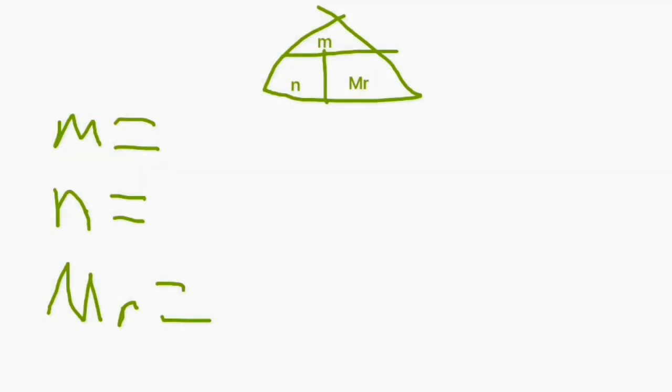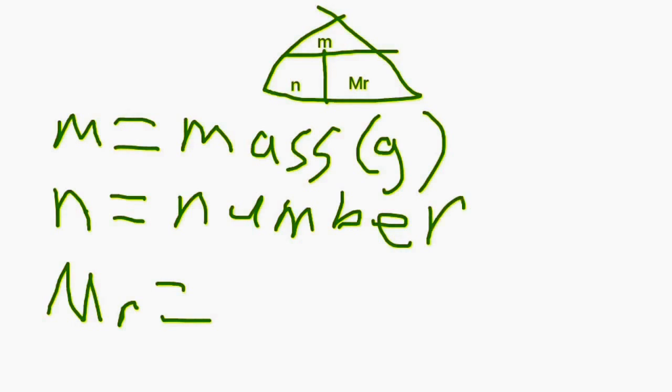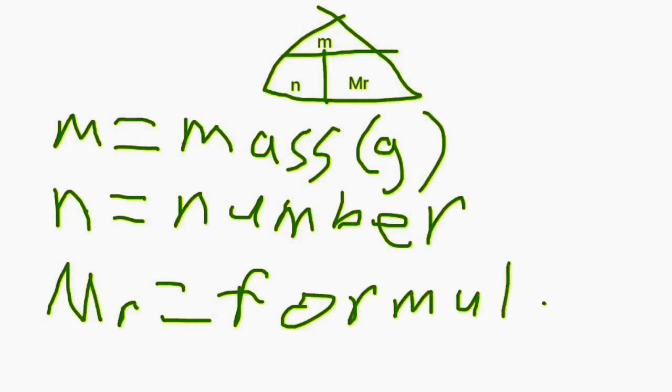So when we're using moles, we have this helpful triangle here which gives us M on top for the mass, and we want this to be specifically in grams. And we also have N in the bottom left, which gives us the number of moles we want. And then we have MR, which is the formula mass, which is the mass of normally 1 mole, or relative mass.